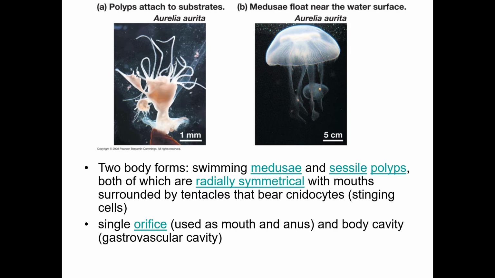They do have mouths where they bring in food, surrounded by tentacles that bear cnidocytes, or stinging cells. This is characteristic of cnidarians. They are predators, or carnivorous, and they use these stinging cells in order to stun their prey. They are able to bring that prey into a single orifice, which is also what they use to excrete. So it's the mouth and the anus into their body cavity. Some of you may have unfortunately run into jellyfish, where if you swim in the ocean and have gotten stung by them, they can pack a wild punch.